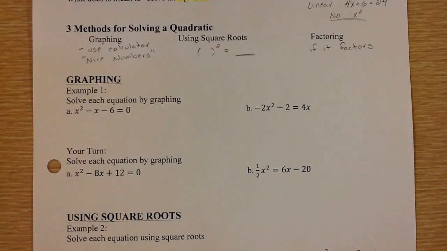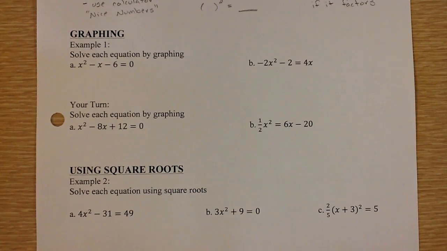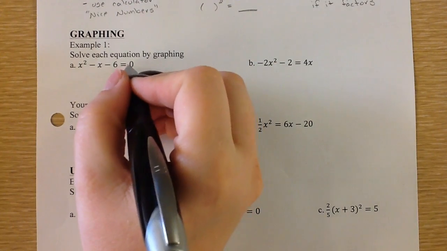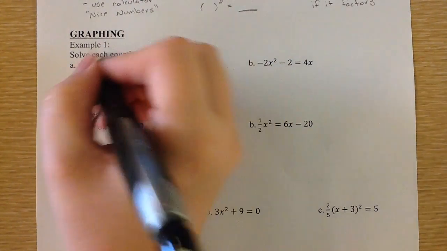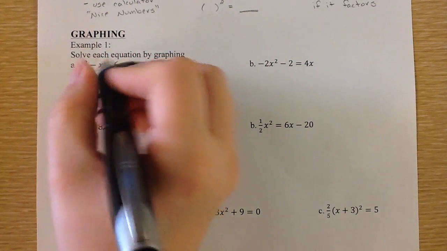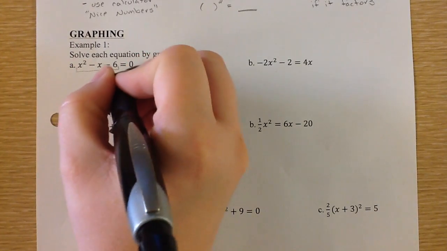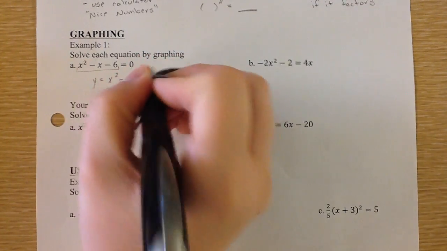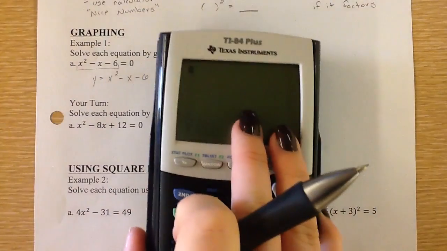So first let's go ahead and look at our graphing method. We're going to solve each equation by graphing it. So again, we're going to use our calculator. I'm going to graph the related equation because this is equal to 0. So I'm going to graph y equals x squared minus x minus 6. I'm going to graph that in my calculator.